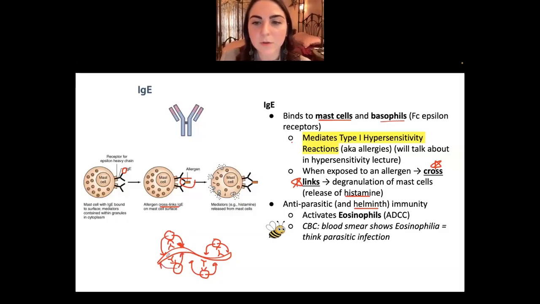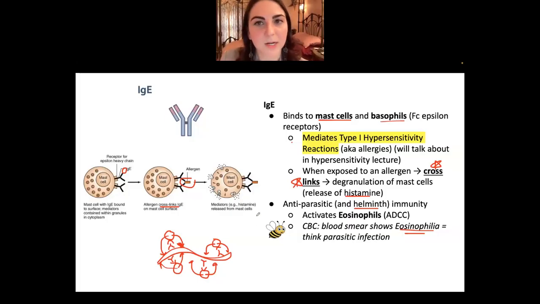If you see eosinophilia when you order a blood smear, so the eosinophil levels are really, really high, think parasitic infection, because that's what's drawing all these eosinophils out into the blood. Good? Everyone with me? Okay.